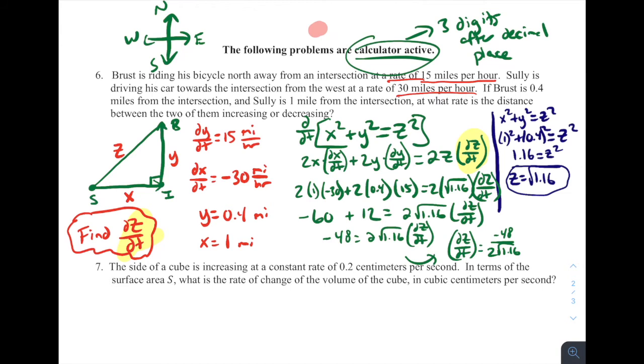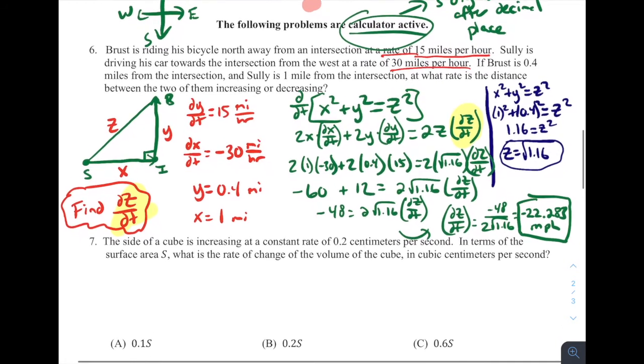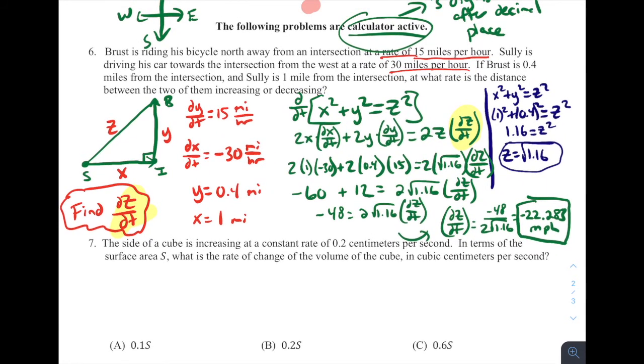Luckily, this is a calculator active problem, so we're not trying to do this by hand. If we plug that into our calculator, we see that this is equal to negative 22.283 miles per hour. I rounded to 3 digits after the decimal place for this particular problem. What does that mean? The fact that it's negative tells me that this distance z is getting smaller. So as this person is going towards the intersection and this person is going away from it, they're actually getting closer together, the direct distance from Sully to Brust. And that is why this is a negative velocity.